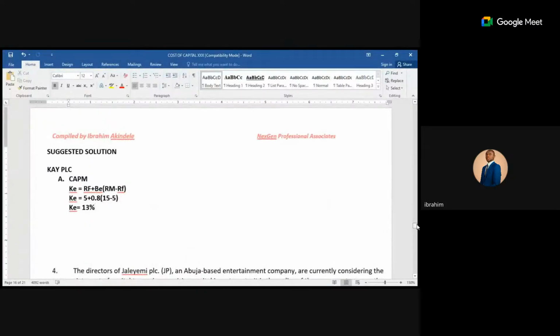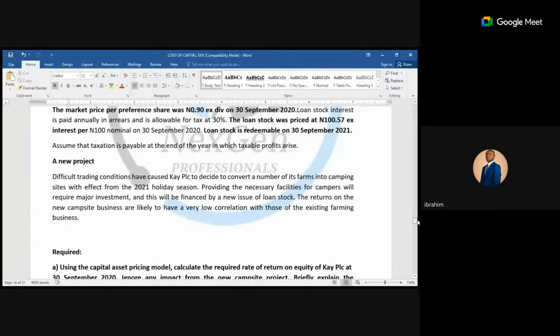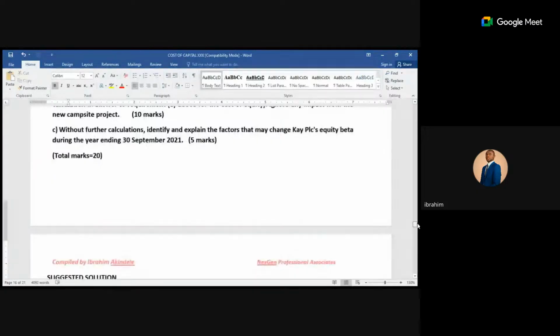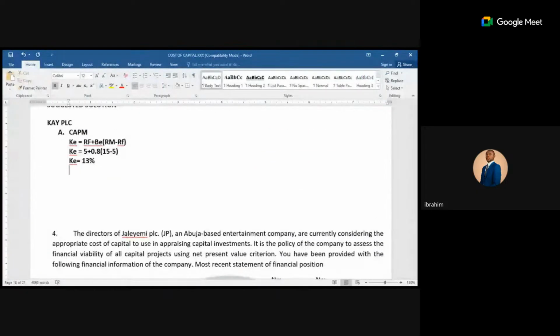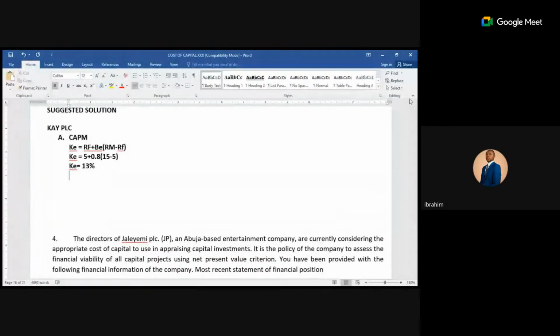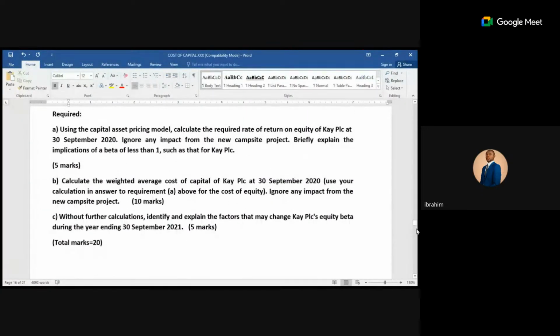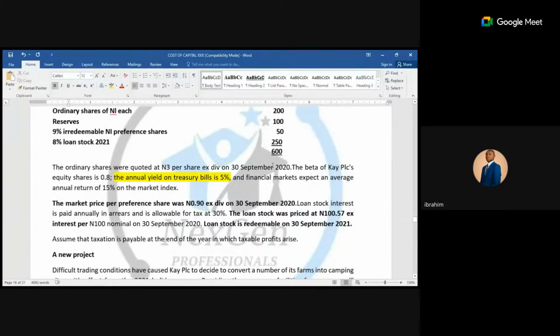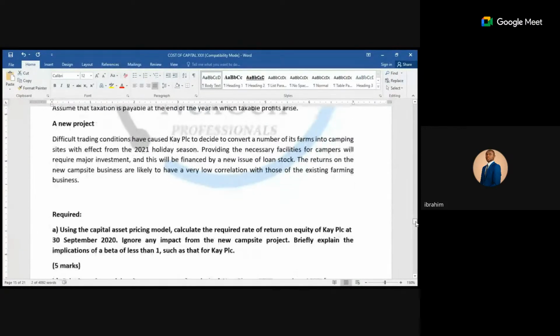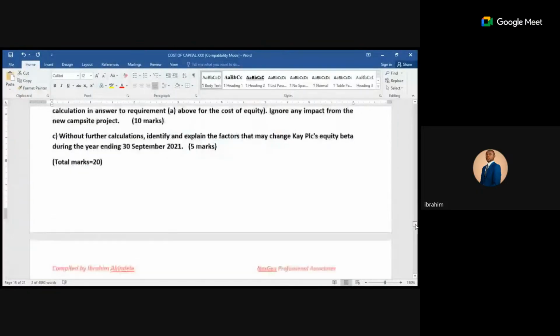Okay. This is one part. And the question says that we have to explain when beta is less than 1. Class, I hope you are with your pen, right? Your writing material. Now, let's quickly go back to the question. What is our beta? Our beta is 0.8. And the question says we should explain the implication of beta less than 1.